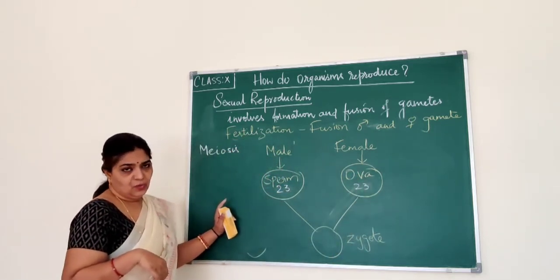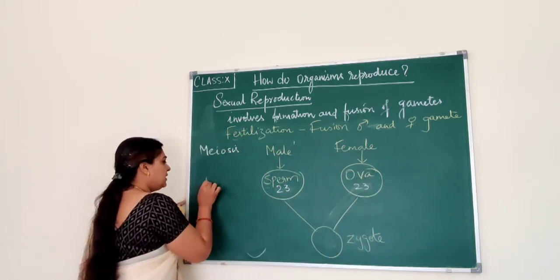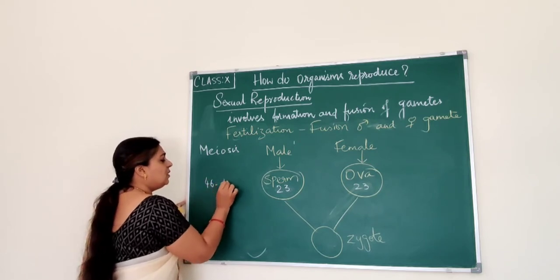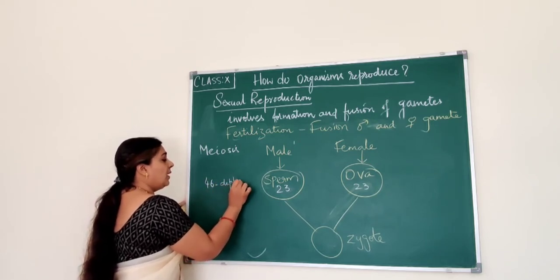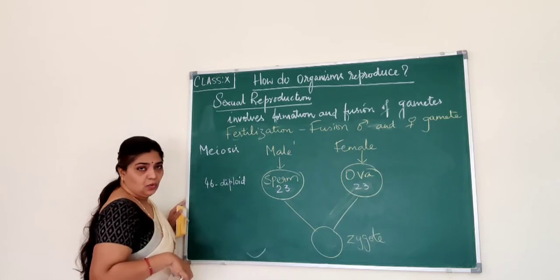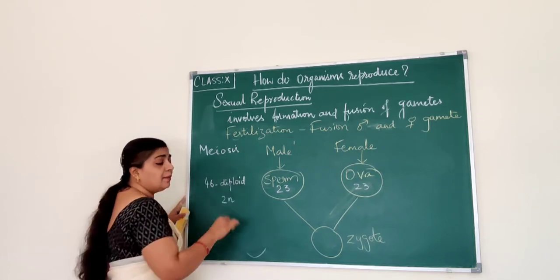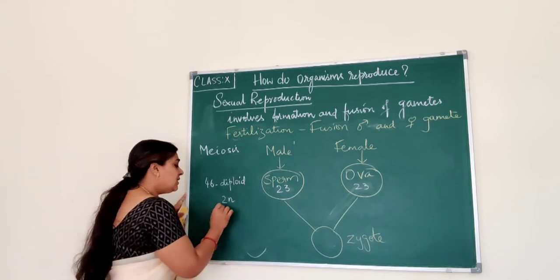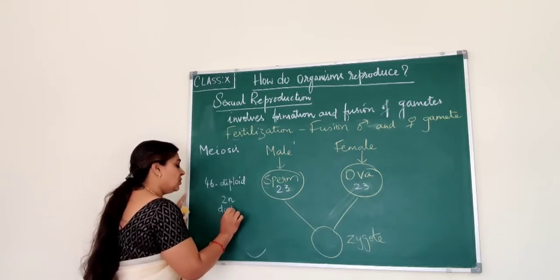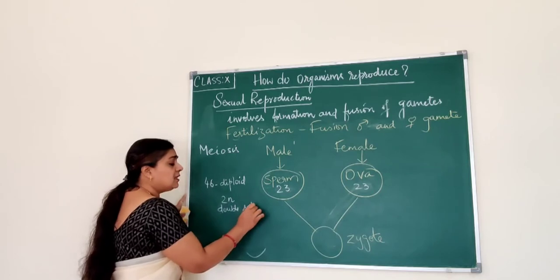So if it is 46 chromosomes, what do we call that? We call it diploid. Diploid number of chromosomes, or we say 2n chromosomes, or we say a double set of chromosomes. So where do we see this double set of chromosomes?